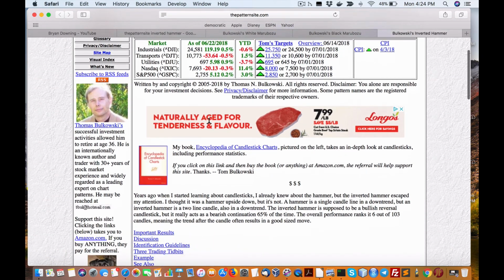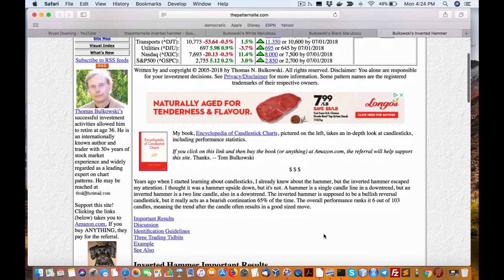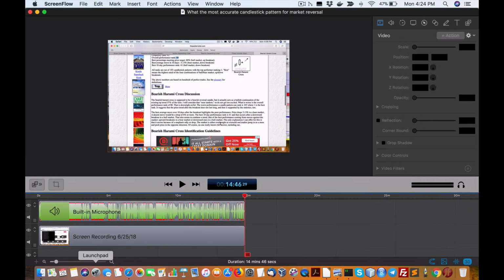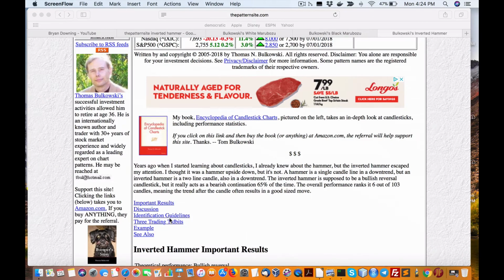A hammer is a single candle line in a downtrend, but an inverted is a two-line candle, also in a downtrend. Inverted is supposed to be a bullish reversal candle, but it really acts as a bearish continuation, meaning the trend end results in a good-sized move. So let me just get rid of that.